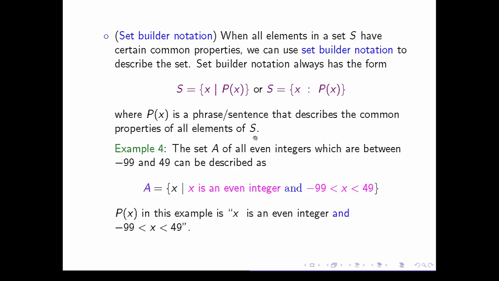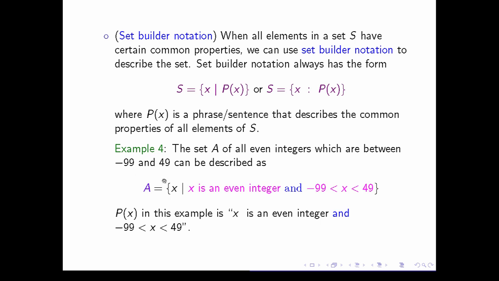So let's take a look at an example for such a case. This time we want to describe a set A of even integers which are between -99 and 49. So how do we do that? Obviously, we can list them all, but it will be very time consuming. You can easily see that.